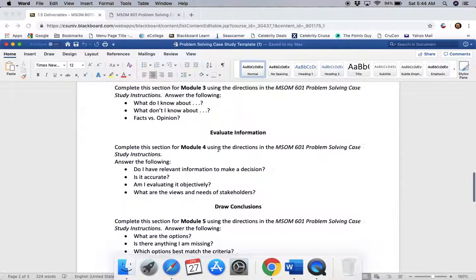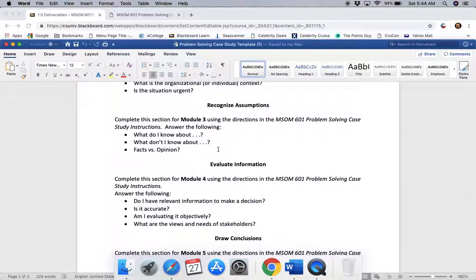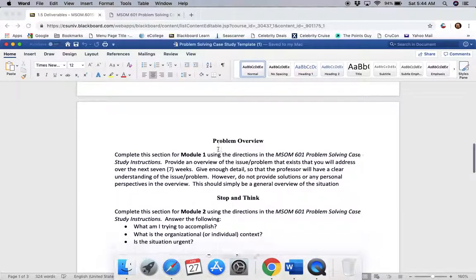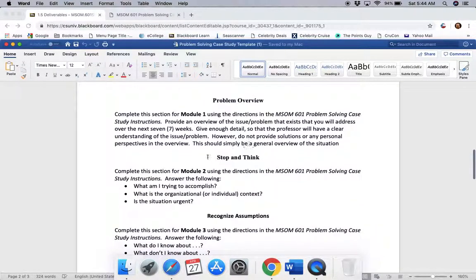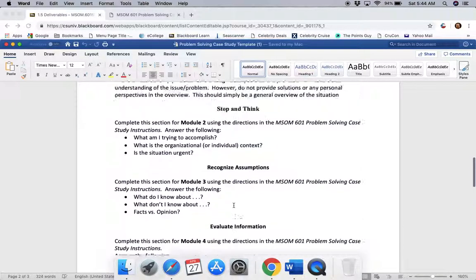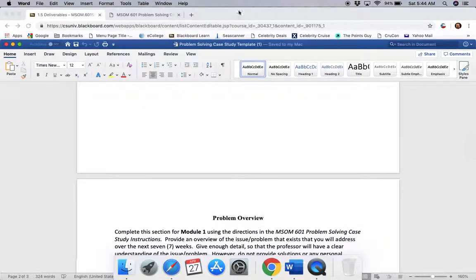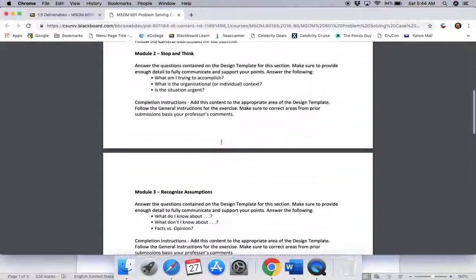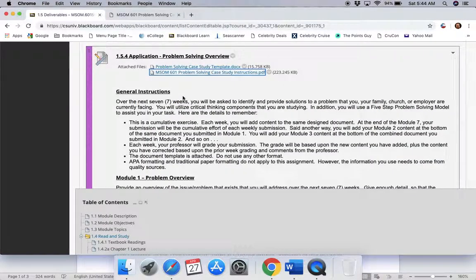I'm not going to go through all of these, but each week you're going to be adding to this document. So make sure that when you do that, you don't have a separate one every week. So you'll have Module 1 here, then Module 2, the input will start right below it, Module 3, and so on and so on and so on. All of that is included in these instructions that I provided as well. So here's the link. Here are the links to this information.